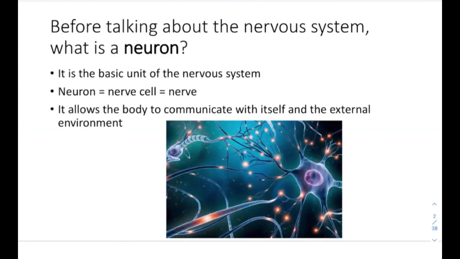Okay, before talking about the nervous system, let's talk about the cells that make up the nervous system, which is the neuron. So the neuron is the basic unit of the nervous system. The neuron also goes by other names, like the nerve cell or the nerve. It allows the body to communicate with itself and the external environment.